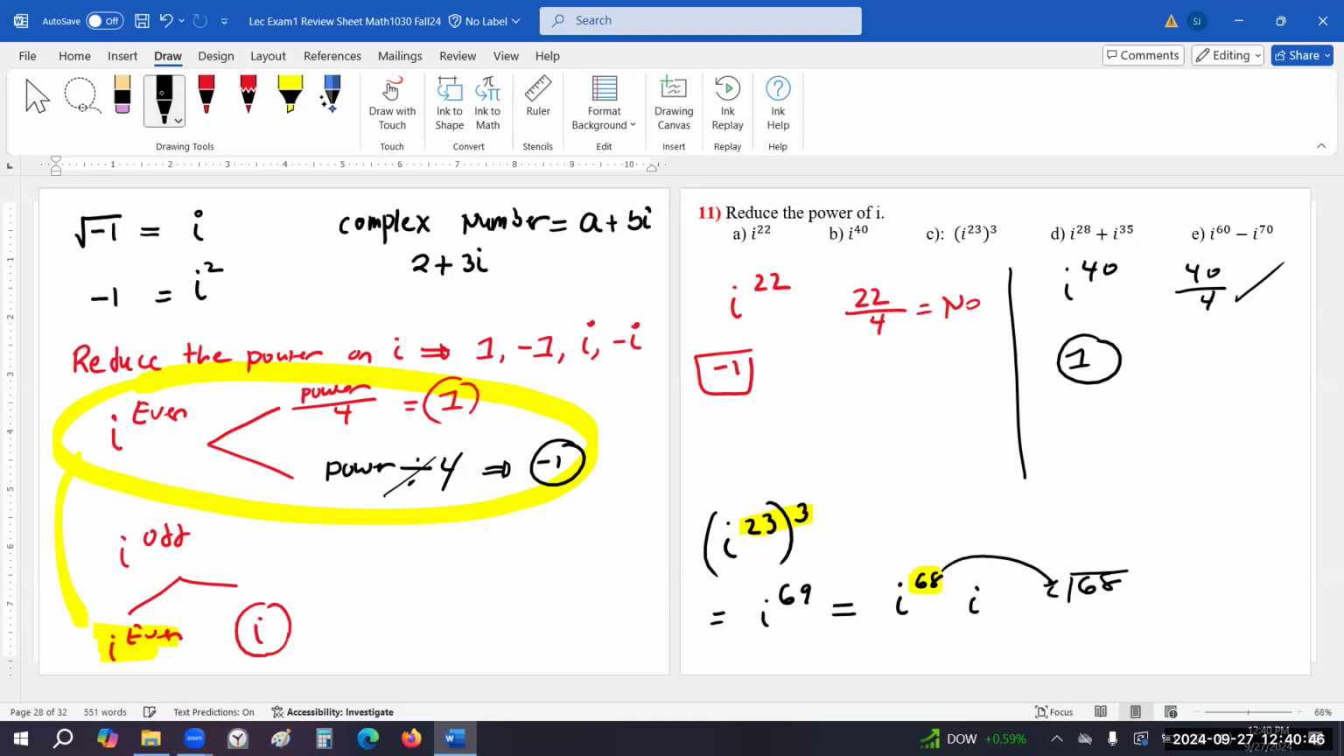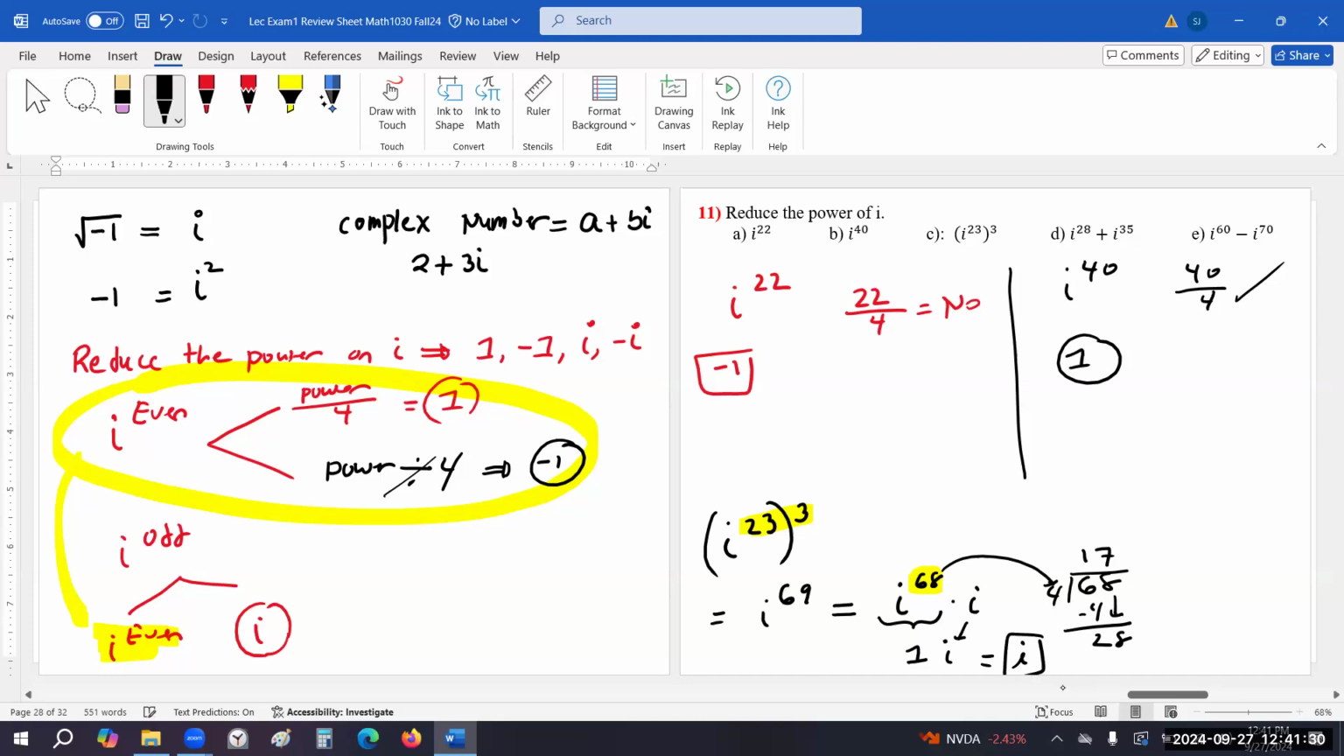Can we divide 68 by 4? Let's see. 4 goes into 6 how many times? 1. So 4 times 1 is 4. We subtract, we get 2. We bring down our next 8. Can we divide 28 by 4? 7, right? That means, yep, we can divide 68 by 4. So how much is this? 1. So the even portion gives us the number 1, but we still have our i left. So it is 1 times i, just i.